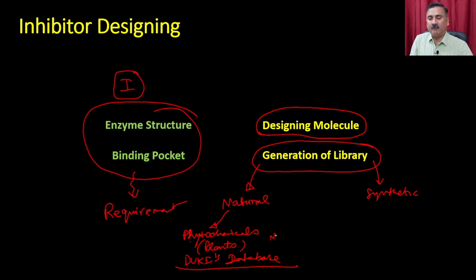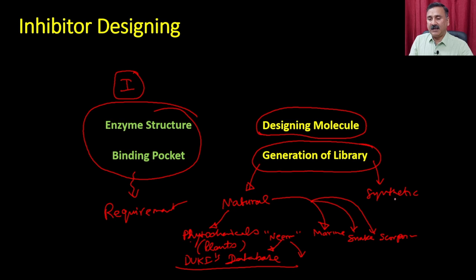For example, if I want to know what different phytochemicals are present in the neem, I can take this neem plant and just blast it into the Duke's database, and it is going to tell me that these are the reported phytochemicals present in the neem. The other natural sources are different types of organisms. You can have marine organisms, snakes, scorpions, or other kinds of natural sources.